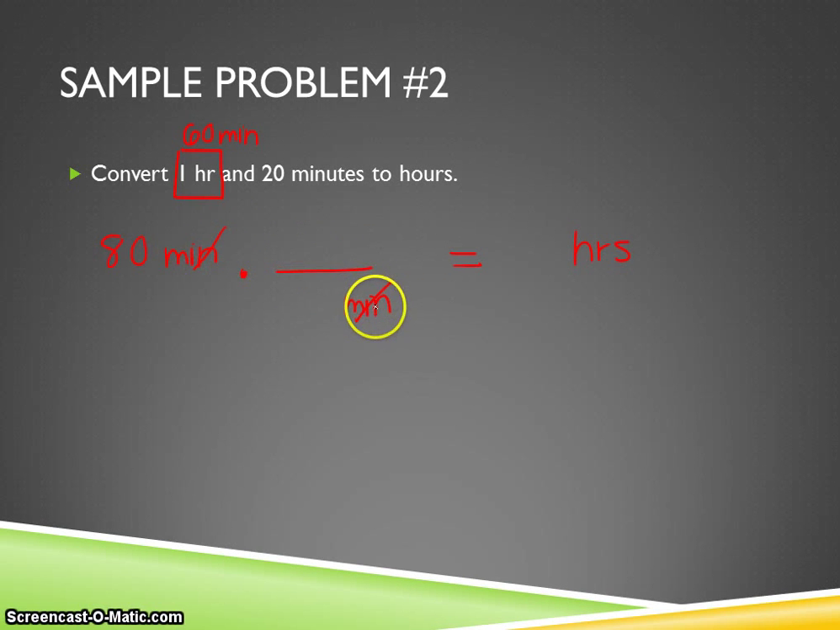Do I have a conversion factor that can compare minutes to hours? Definitely, right? For every 1 hour, there's 60 minutes. So now all I need to do is 80 divided by 60, and we've got about 1.33 hours.